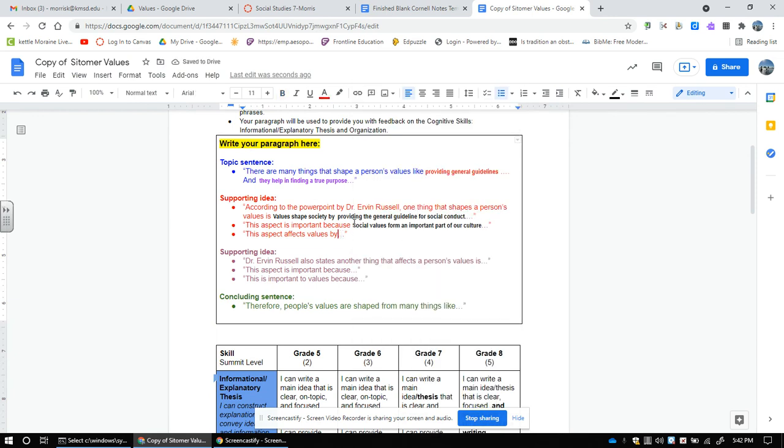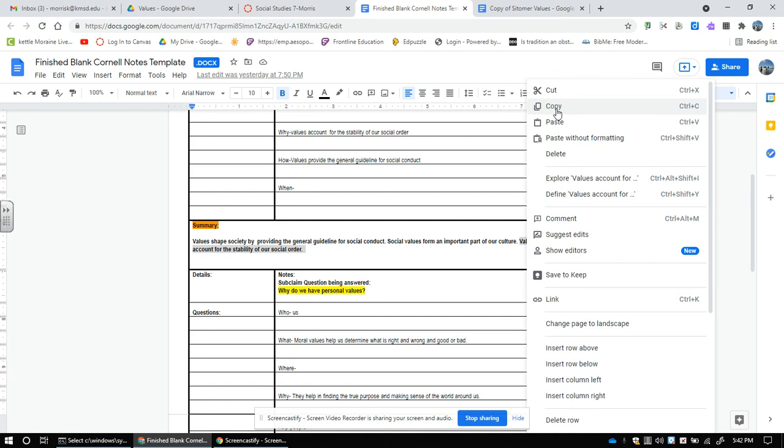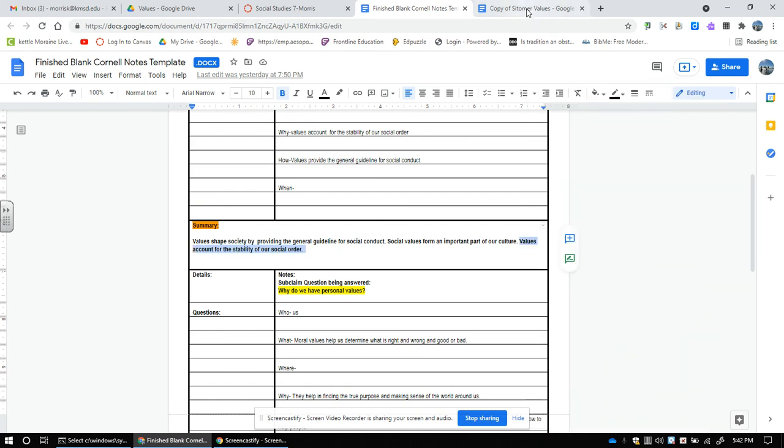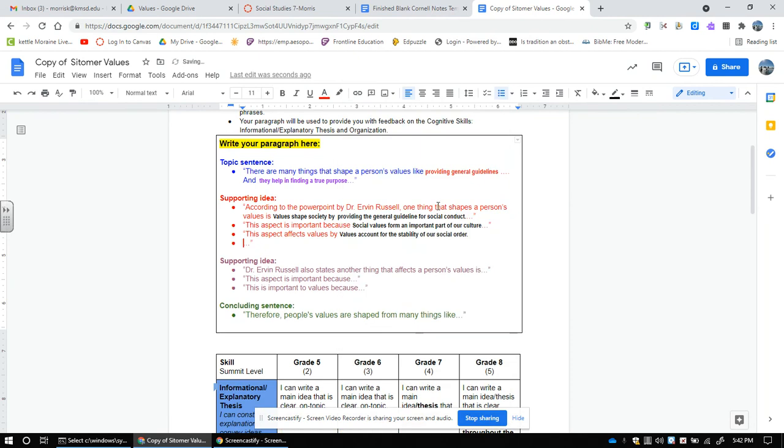I do the same thing for my third sentence, because I have 3. Copy, paste. These are your notes. We're taking them from your Cornell note sheet. Copy, and paste. Now, technically, I'm not done, because I have to do the same thing. I have to make it make sense.